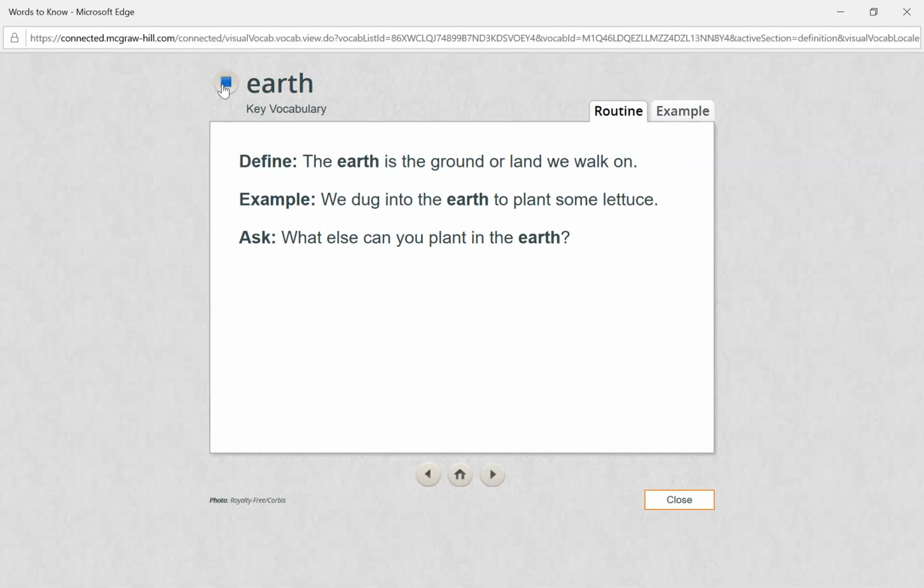Earth. The earth is the ground or land we walk on. We dug into the earth to plant some lettuce. What else can you plant in the earth?